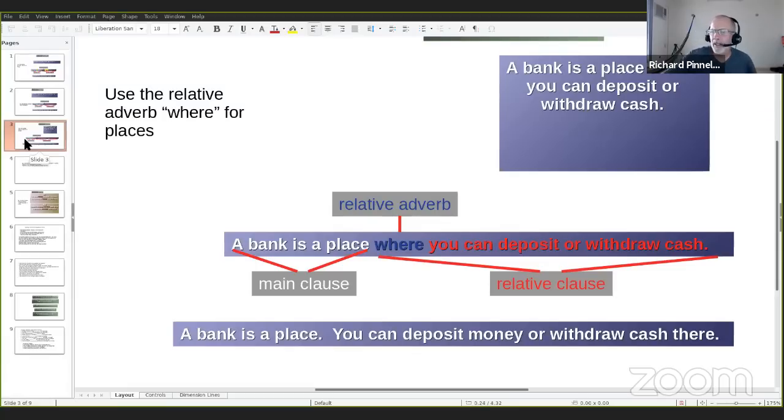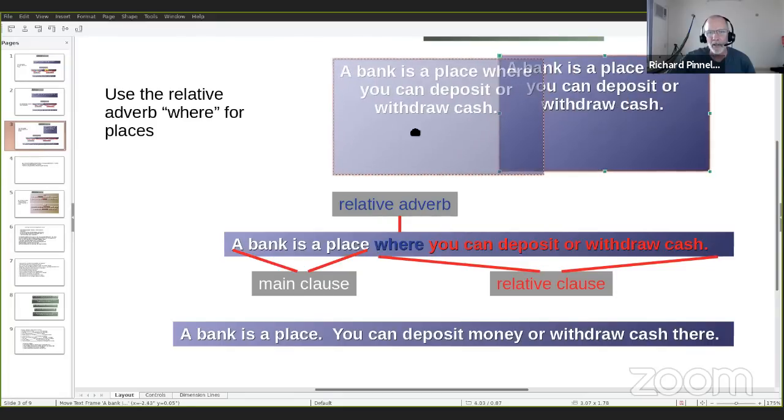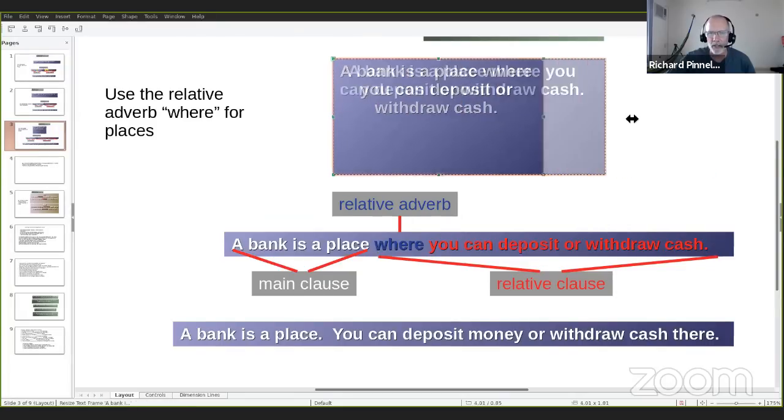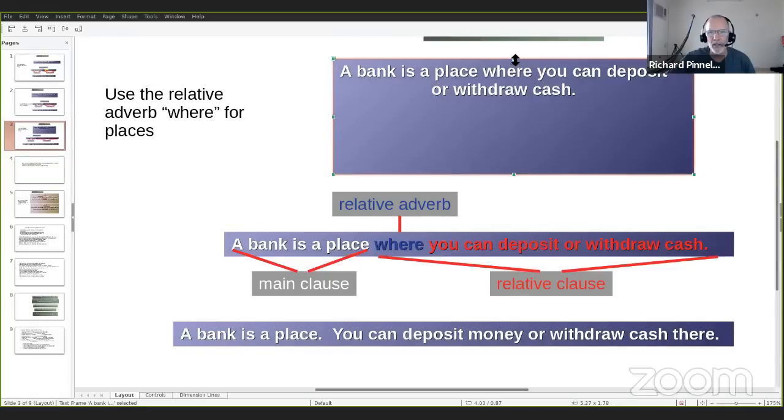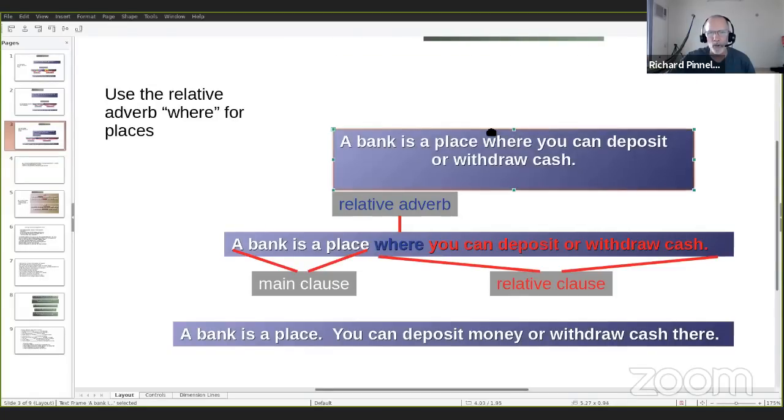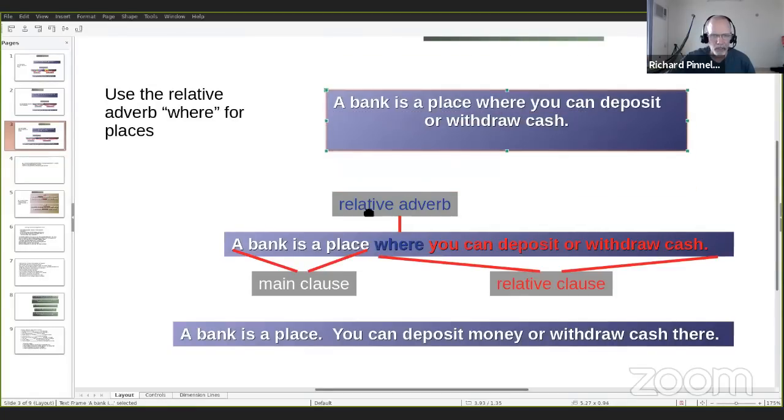This time is similar. A bank is a place where you can deposit or withdraw cash. So this time we're not using a relative pronoun here. It's actually called a relative adverb, but it serves the same purpose. So again, we have the main clause: a bank is a place where you can deposit or withdraw cash.